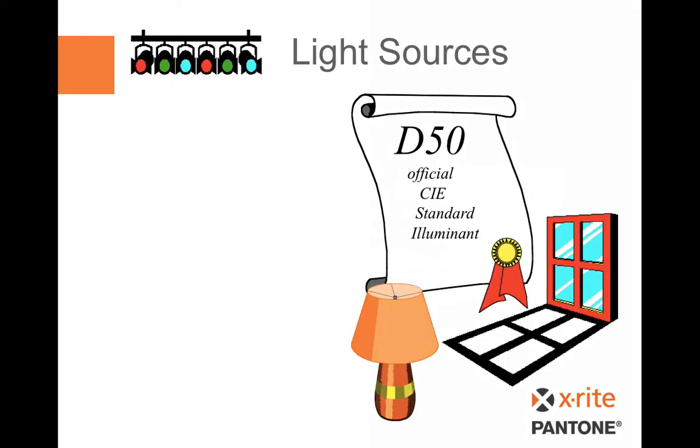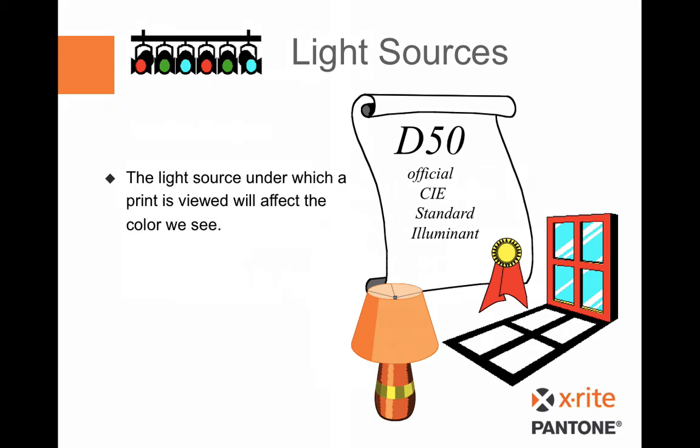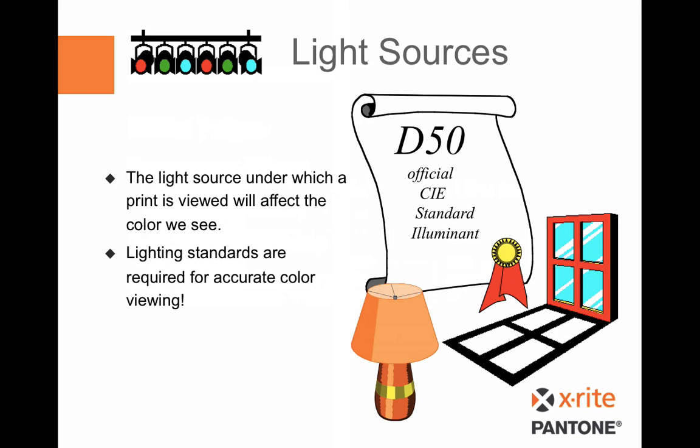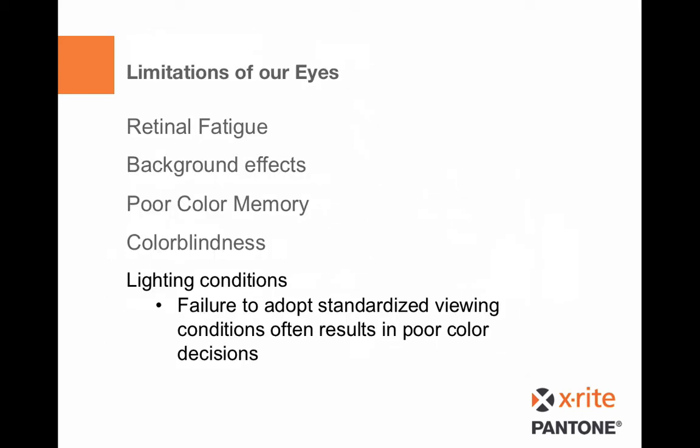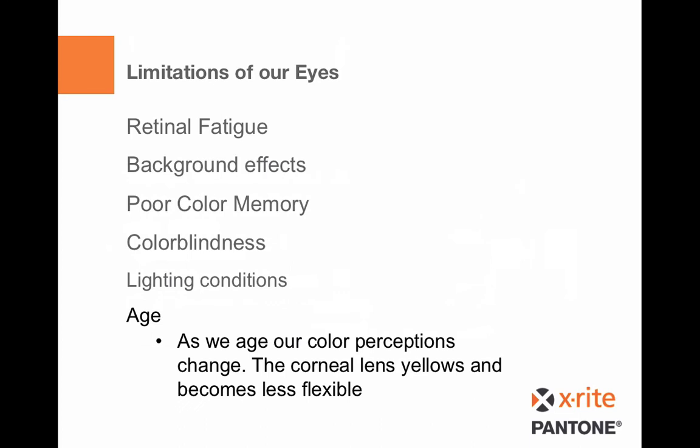Now, other things that affect how we perceive a screen to print match include the color of light that we're using. D50 is the official CIE standard illuminant. That's about daylight. The light source under which a print is viewed will affect the color we see. Lighting standards are really required for accurate viewing. So if we're judging print output, we need to have some kind of standardized viewing conditions and understand the limitations that might be inherent in the lighting source that we use.